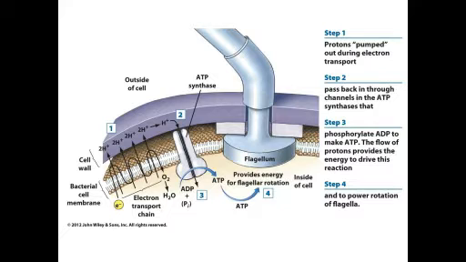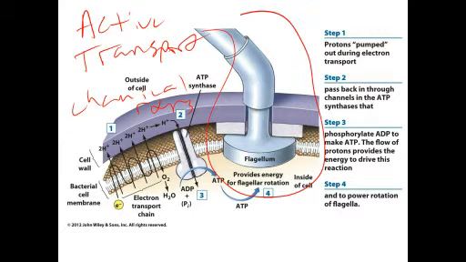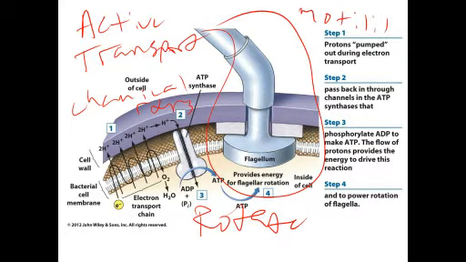Alright, so this ATP can be used to do a couple of things. You've talked about active transport. We've talked about chemical reactions. But also this ATP can be hydrolyzed to allow the flagellum to rotate, in this case for motility.